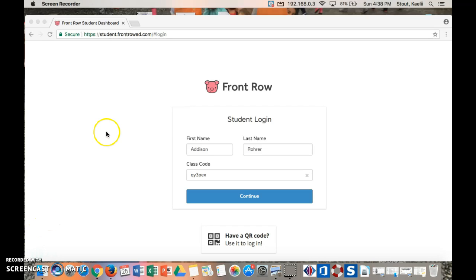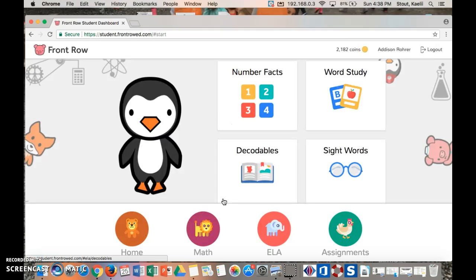So to start, I'm going to show you how the students would log in. When you create a teacher account, you're given a particular class code, which you can see right here is our class code, and the students have to type in their first and last name. So when they have that completed, then they can log in. And this is the screen that appears when they log in.